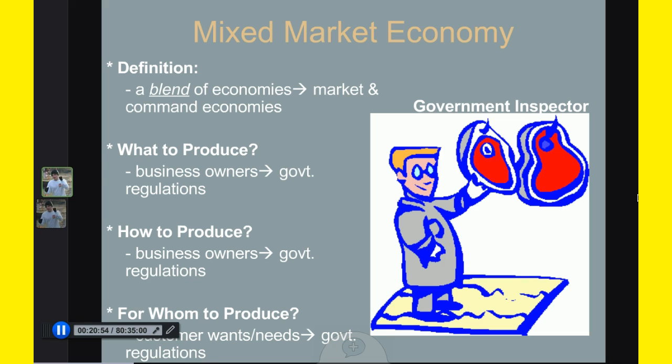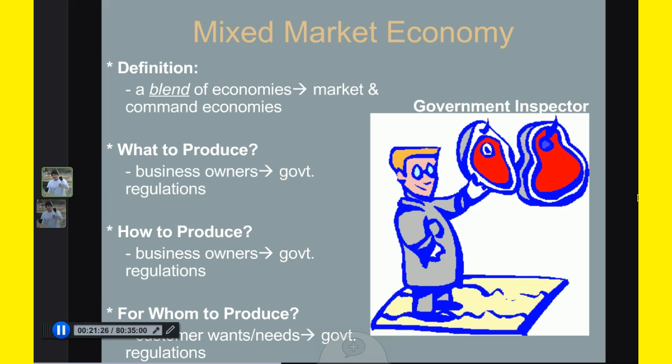If you look in this awesome picture over here, you'll see that you have a government inspector, and he's inspecting the quality of the meat. Now, here is the government making sure that the meat is safe, because if the meat is not safe, then the store that sells the meat is going to infect and hurt the people buying the meat. And so what you often have here is a mix of the government regulating the products that are being sold in order to protect people.